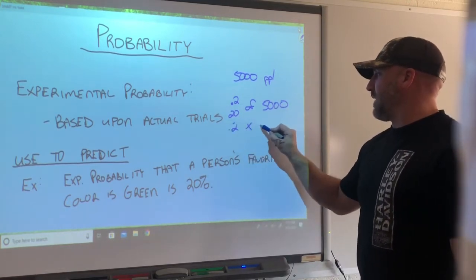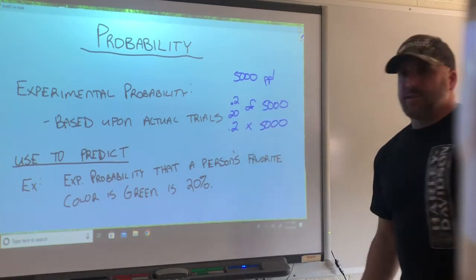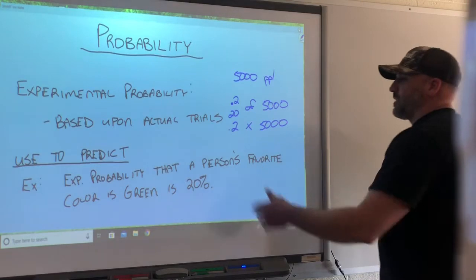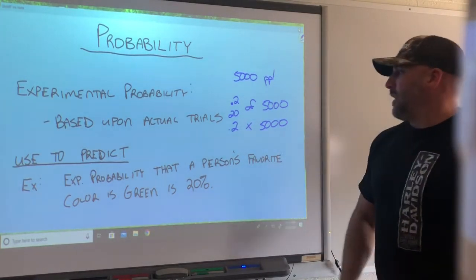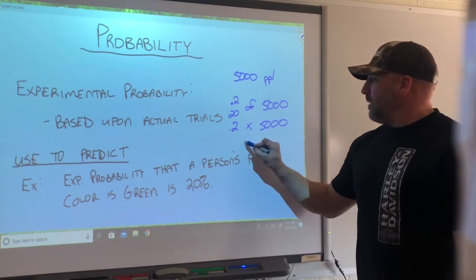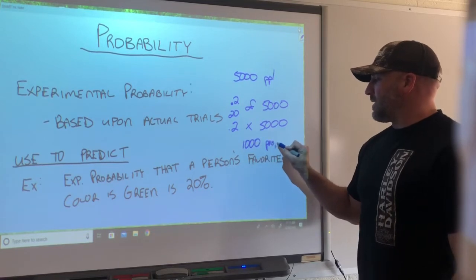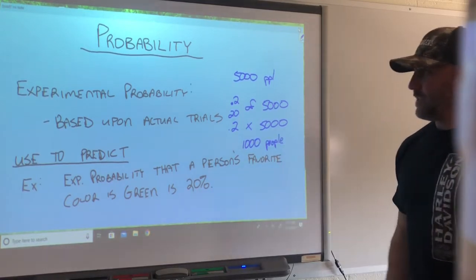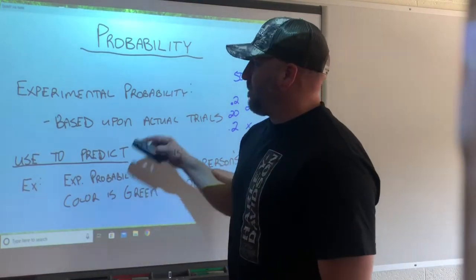0.2 times 5,000. And you could say, okay, if we asked everyone in Johnstown, if there was a 20% chance their favorite color is green, how many people would say green? Well, that's 200 for every 1,000. So you're going to end up with 1,000 people as an answer. So you're going to use it to make predictions and things like that, based on results. That's experimental probability.